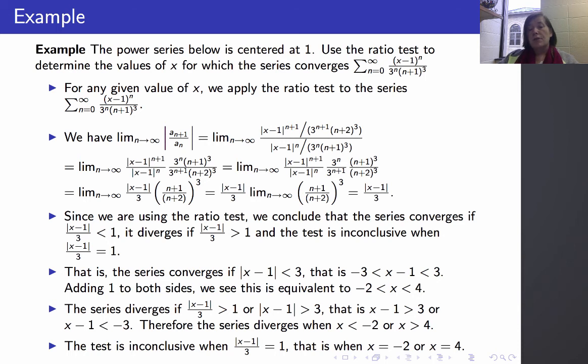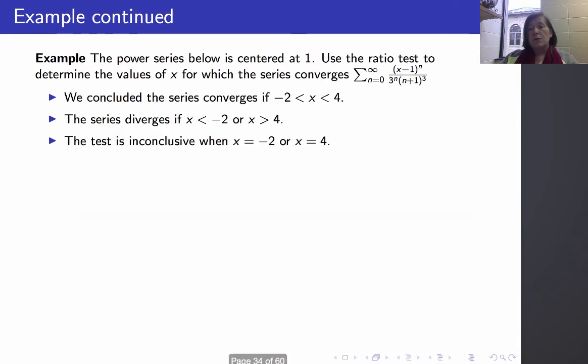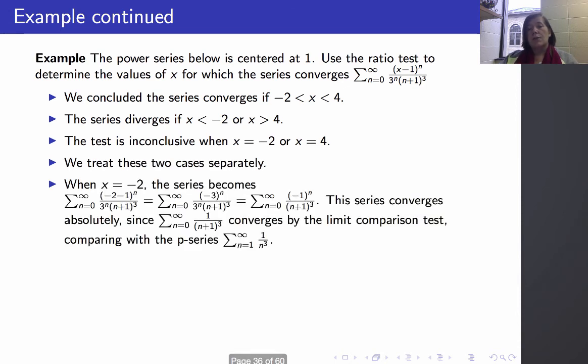And in both of these cases, the ratio test is inconclusive. We have to use our previous tests for convergence and divergence to try to figure out what's going on here. So far we know that this series converges for x values between minus 2 and 4, not including minus 2 and 4. It diverges for x values less than minus 2 or bigger than 4, and we have no idea yet what happens when x is minus 2 or x is 4. And we look at these last two cases individually.